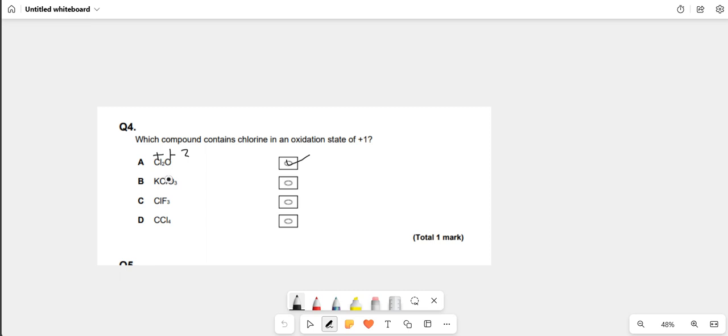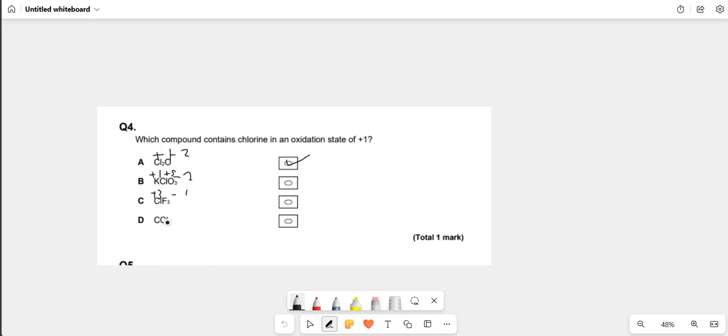Alright. So second one is KClO3. So O3 again, so it's always -2, and K I told you is always +1. So therefore, chlorine, because -6 and I've got +1, should be +5. Next one, fluorine is always -1, and then I've got 3F, so this should be +3.